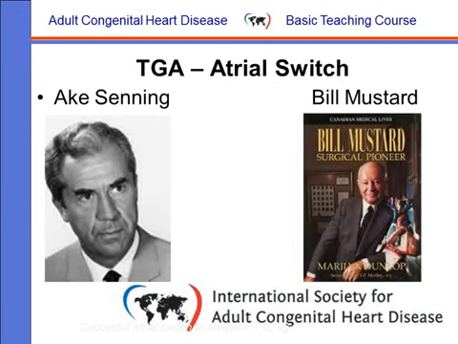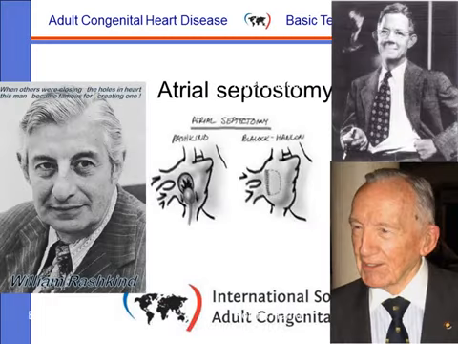It was only in the early 1960s that Dr. Ake Senning from Zurich and Dr. Bill Mustard from Toronto showed that an atrial switch was possible in children, but still only in children over 10 kilos of weight. First, you had to survive the neonatal period and the first years of life, and it was only possible when there was adequate mixing at atrial level.